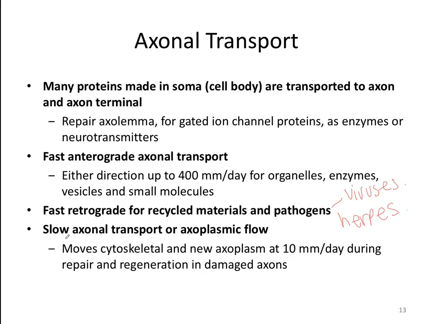Slow axonal transport, or axoplasmic flow, moves cytoskeletal elements. So remember, these are things like microtubules and other filaments, or axoplasm, which is the special word for the cytoplasm in the axon, at only about 10 millimeters per day during repair and regeneration in damaged axons. So if you mess up an axon somehow, the process by which it gets repaired and new material is delivered to it is much slower.